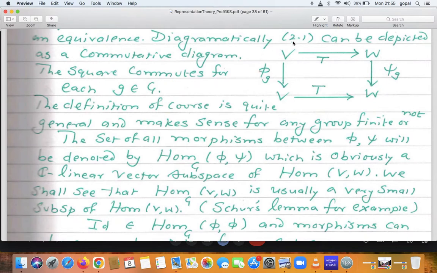The set of all linear transformations from V to W is called Hom(V, W). Those linear transformations for which this diagram commutes for every g form a very small subset of Hom. It forms a vector subspace of Hom(V, W) and is usually a very, very small subspace of this vector space. Schur's lemma is going to quantify this statement. What exactly is this Hom_G(V, W)?